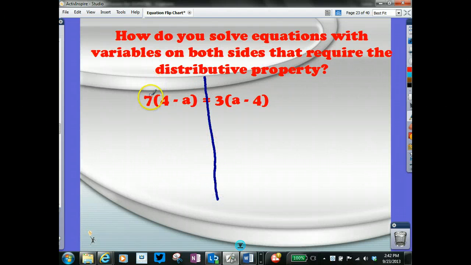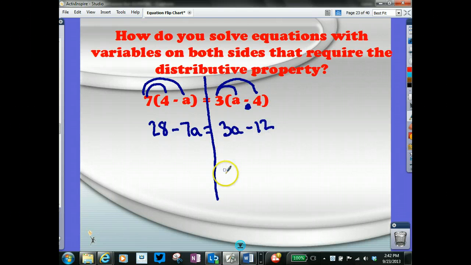Alright, now look at this. I say 7 times 4, 28, minus, because I know positive times a negative, 7 times negative a would be negative 7a, equals, well, in this case, same thing to this side. Just distribute, 3a, then 3 times a negative 4, pay attention to that, 3 times negative 4, minus 12.